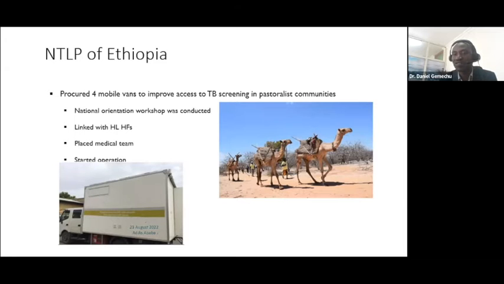The overall national orientation was provided. The health professionals were trained, and they learned how to use these vans and the AI technology in the pastoralist communities. The placement was supported by linking communities with the stations where the vans move for TB screening. A medical team linked with qualified health professionals and facilities was placed, and operation started in the pastoralist communities. This is how the vans mounted with AI technology are very helpful for a community that is really mobile and cannot be reached in a fixed place. Next slide.